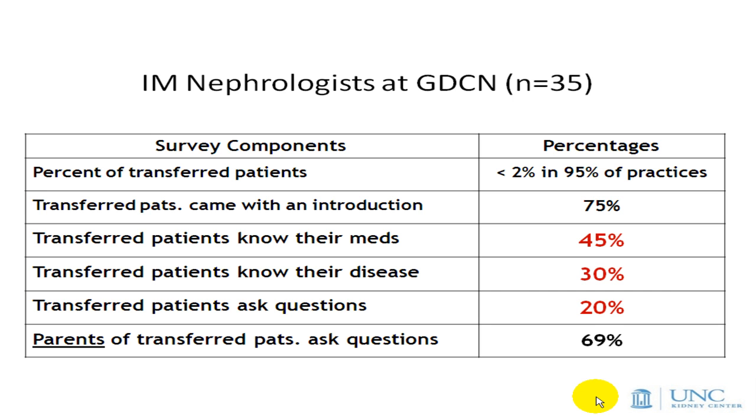So summarizing that information, they also told me that 75% of our patients came with an introduction. So that means that 25% of our patients don't even come with a phone call introducing these patients to their practices. They also told me that about 45% of their patients know their medicines, 30% of them know their condition. And also, more importantly, when they come to see them at clinic, the patients themselves ask questions about 20% of the time. And more importantly, they came with parents, and the parents continue to ask the questions for the patients.